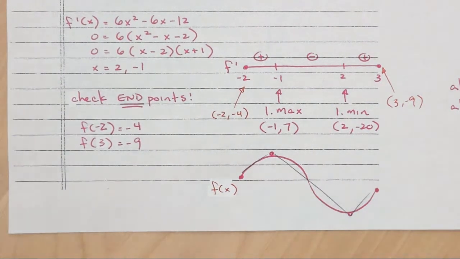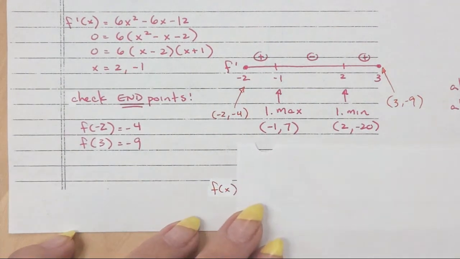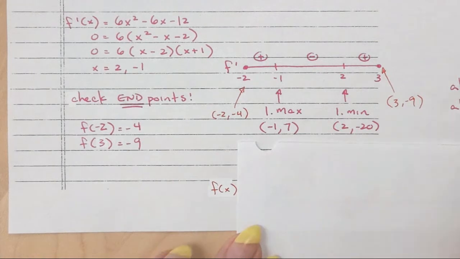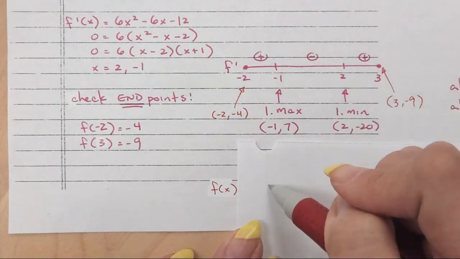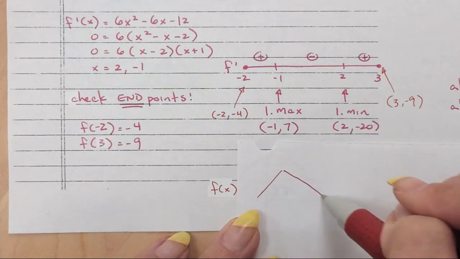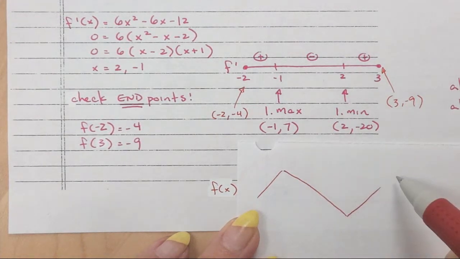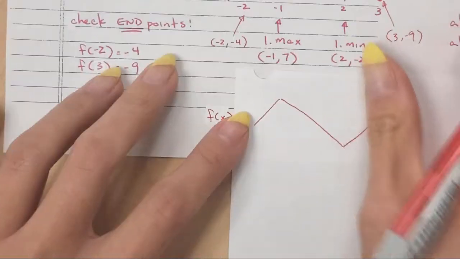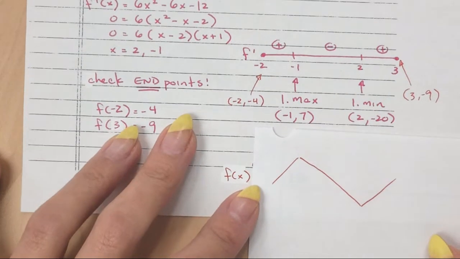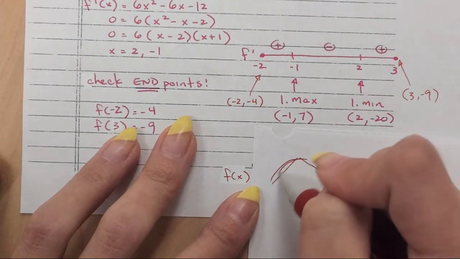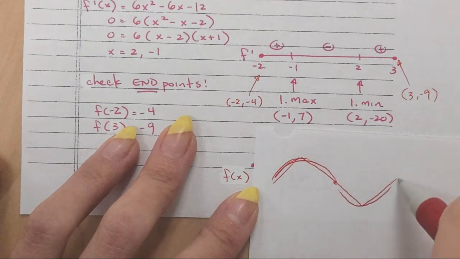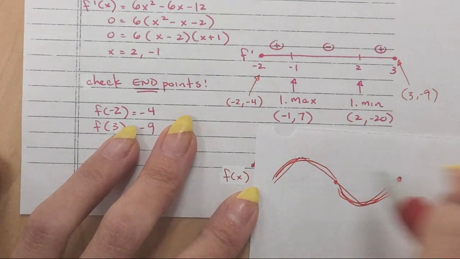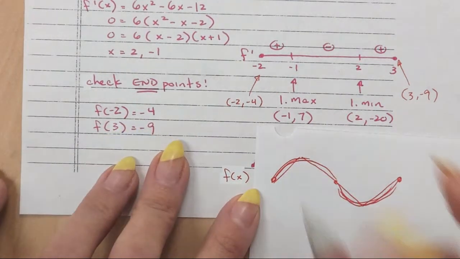And then, again, I use my f prime to help me graph. So my f prime is positive, negative, positive. We're going up, and then back down, and then back up. What does this look like for 2x cubed, and so on? It's going to be nice and smooth. So it's going to look something like this. There's some sort of inflection here. I don't know where because I didn't find my second derivative. It looks something like that.